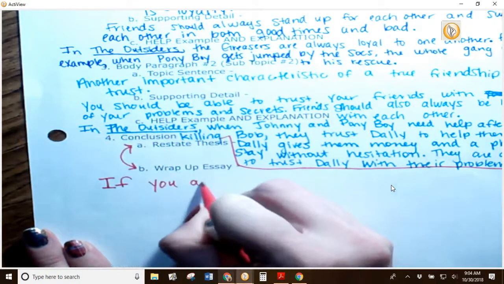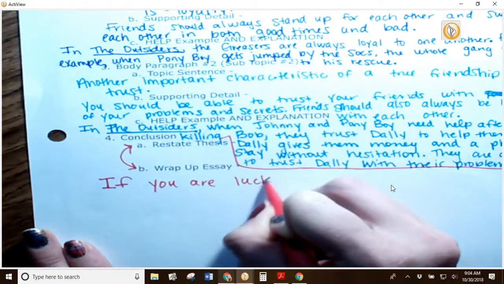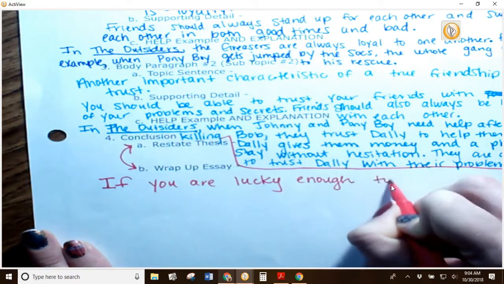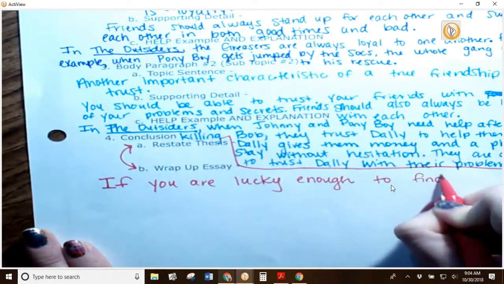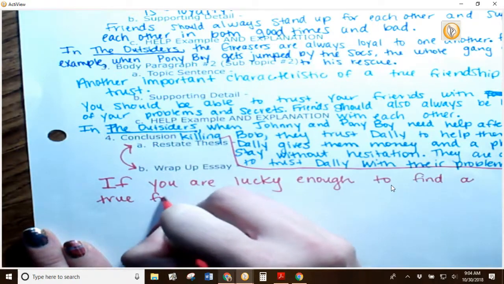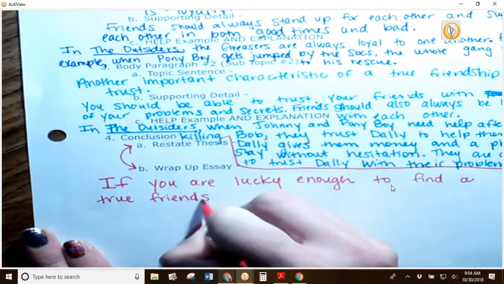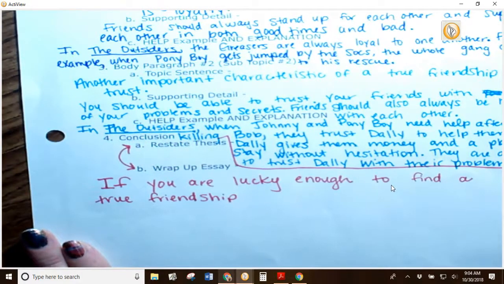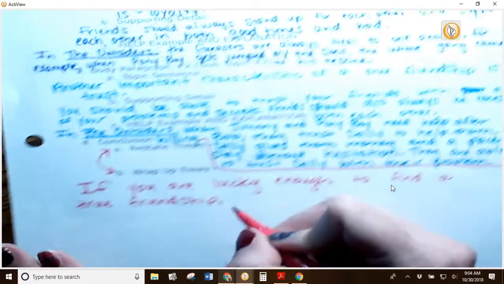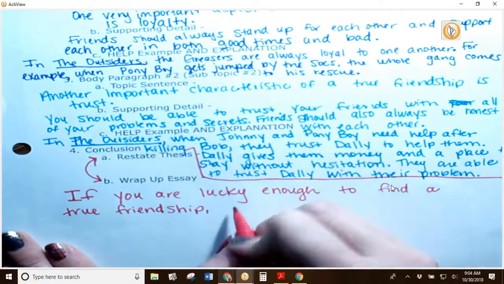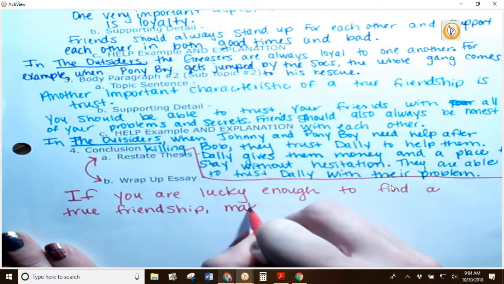If you are lucky enough to find a true friendship. Okay, so using that idea that true friendships are hard to find from the beginning, then I'm going to tie in my thesis. So I'm just going to have one sentence.